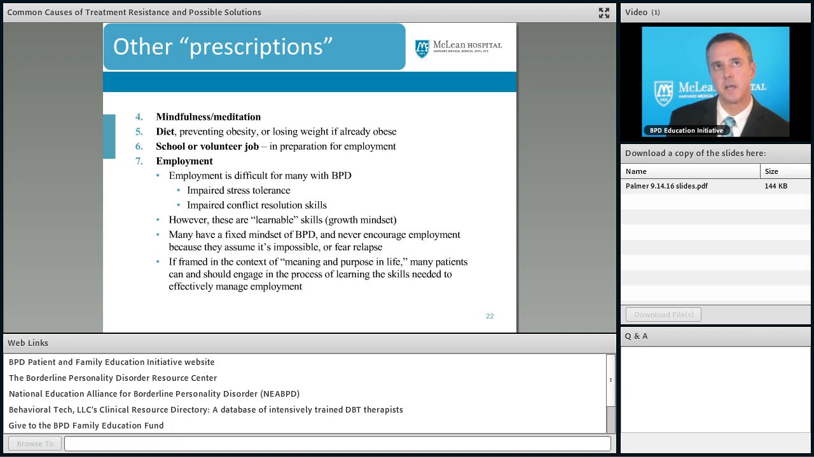If you frame it in the context of, "Honey, we don't want you to be dependent on us anymore," they're going to hear that as, you're sick of taking care of me. You hate me. I know you're sick of me. And so this is a really tricky subject to bring up. And the way that I almost always bring it up with the patients that I work with is to talk about meaning and purpose in life. And I start with the basic question, what do you want to do with your life?